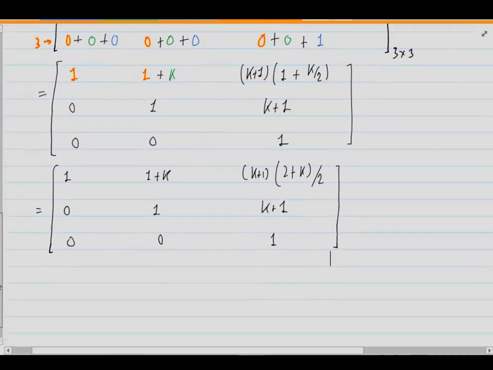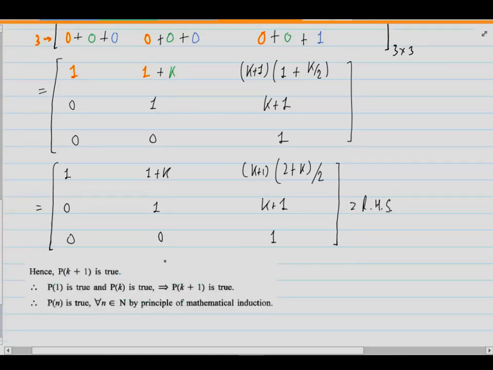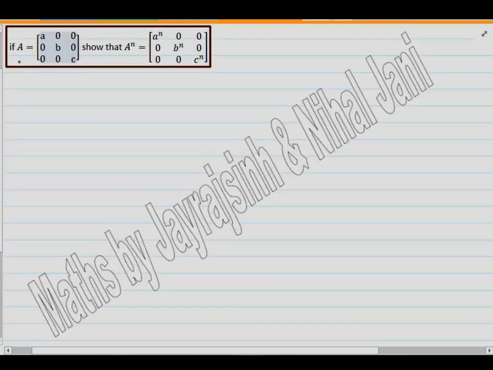This is your required RHS. So we can proudly say we satisfied all the conditions of PMI. So P of 1, which is A raised to n is equal to 1, n into n plus 1 by 2, 0, 1 and 0, 0, 1, is true for all n belongs to N. Ta-da! Hence proved. Let's see the next question.